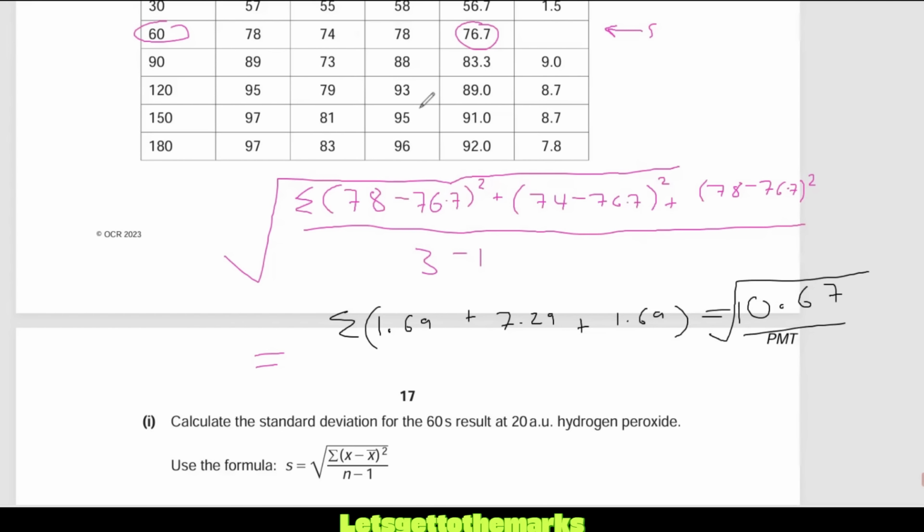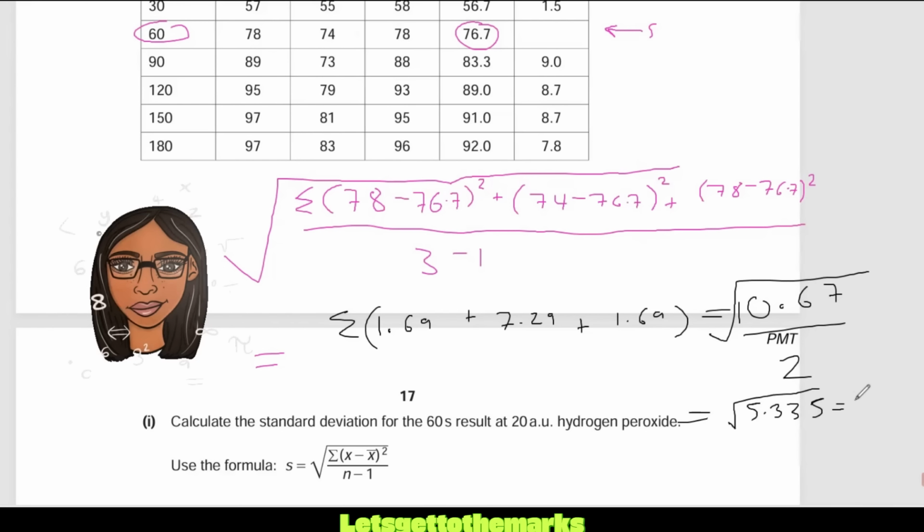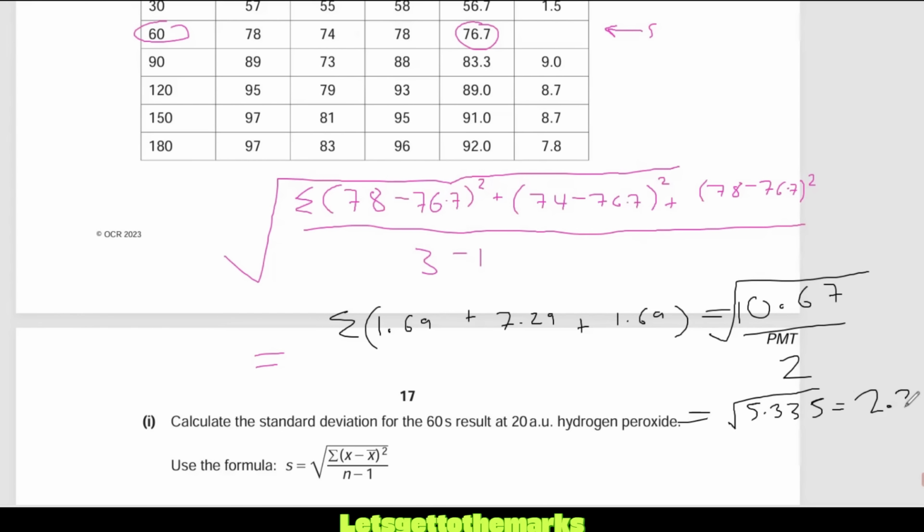And then 3 minus 1 for our n, which is our number of values. We're going to have 2. And if we divide that by that, let's smash that in the calc. What is 10.67 divided by 2? It equals 5.335. But we still need to square root it. So 5.335, square root that. And if we square root that, we're going to get something like 2.309, I guess 2.31. So I'm going to get 2.3 or 2.31 for that one. So there we go.